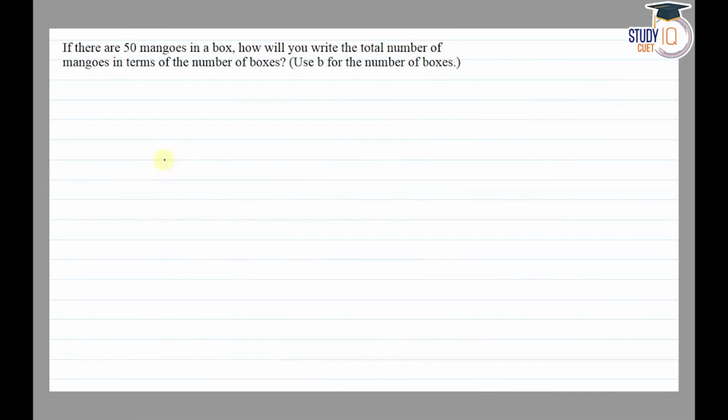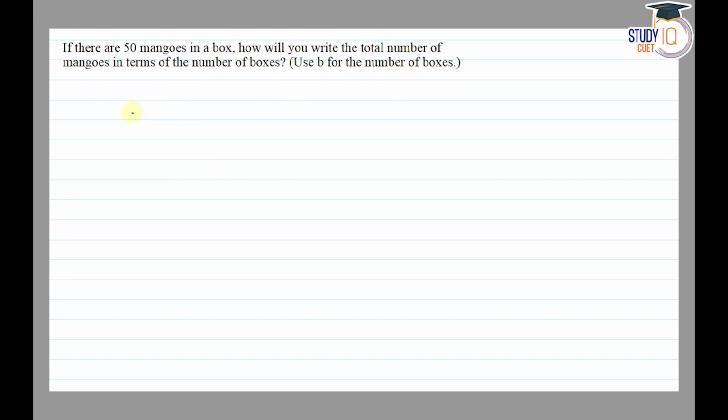Hello everyone. This question appears in the Class 6 NCERT chapter of Algebra. This is the fourth question of exercise 11.1. The question says that if there are 50 mangoes in a box, how will you write the total number of mangoes in terms of the number of boxes? Use B for the number of boxes.